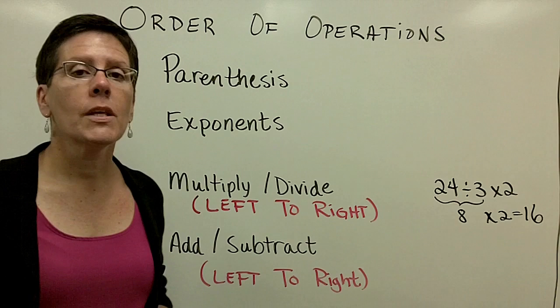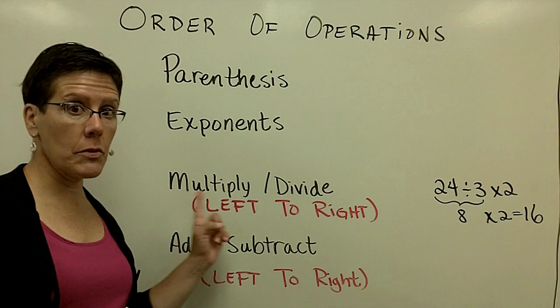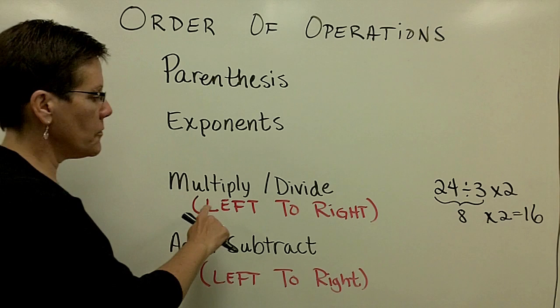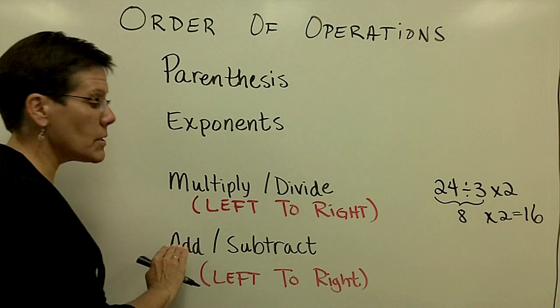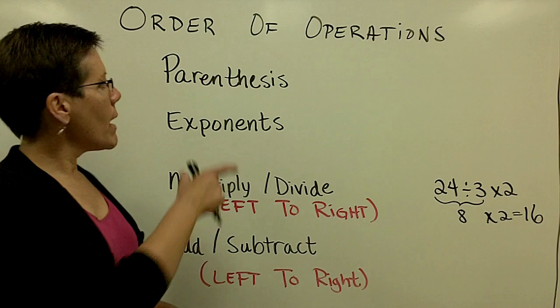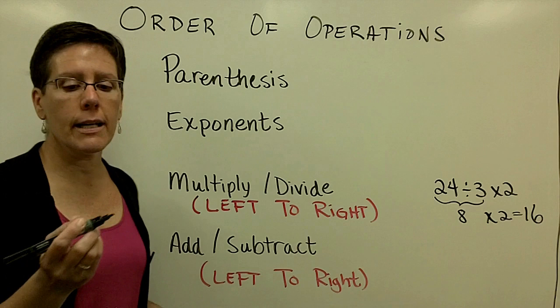If we did not work from left to right in this problem, if we thought we were supposed to multiply first by taking the 3 times 2 and getting 6, 24 divided by 6 gives us an answer of 4, which is an incorrect answer. This is very important to work from left to right in completing something using order of operations. It is also true in the last stage that I should work the addition and subtraction from left to right. Some people remember this order of operations by the sentence, "Please excuse my dear Aunt Sally."